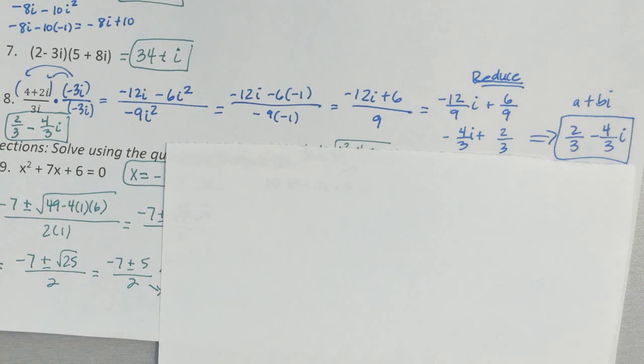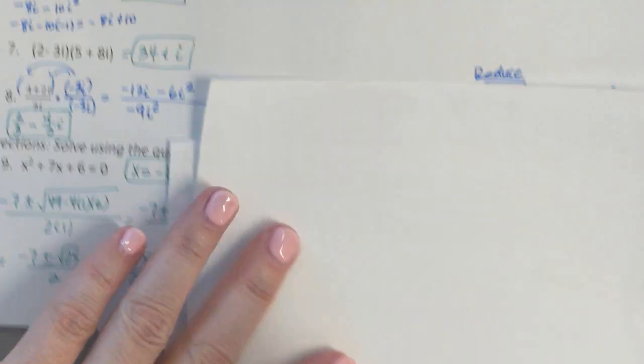Okay, what questions do you guys have for me? So for number 8, you said that you could multiply by negative 3i, 3i, or just i. How would that benefit you? Really, the only way it would benefit you is if you multiplied by i, because then you wouldn't have to reduce at the end.